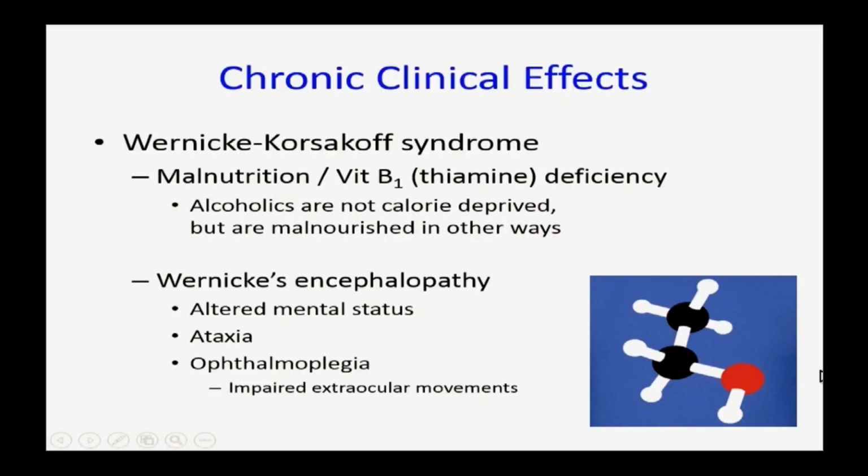So Wernicke-Korsakoff syndrome has two parts to it. There's Wernicke's encephalopathy, which is characterized by altered mental status, ataxia, they're unsteady on their feet, and then they'll also have ophthalmoplegia, some impairment of extraocular movement. So when you're examining these people and holding your finger in front of their face and asking them to look in different directions, they're not going to be able to do it as well. They might be complaining of double vision as they are doing it.